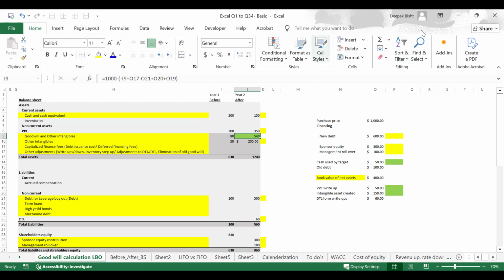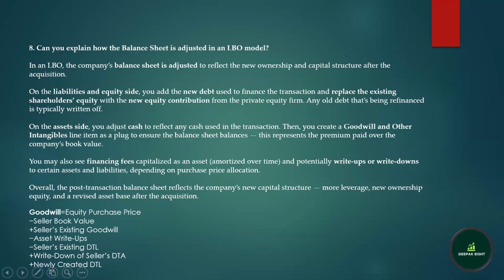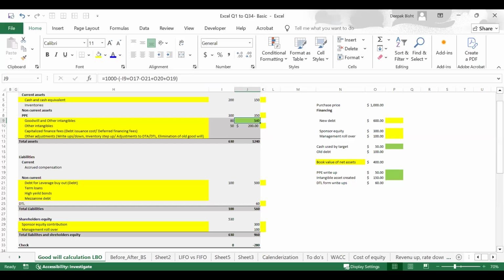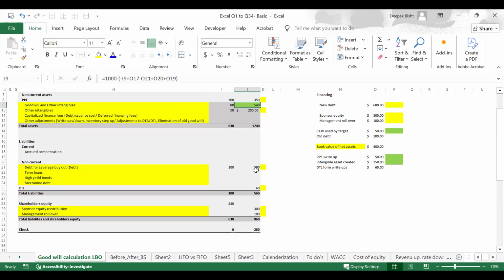So basically, when we talk about the question here, I'm sharing the presentation here. So during this time, we add the new debt, we replace the old shareholders' equity, and then we adjust the asset side. So first step is that we start with the liabilities and the equity section. We add the new debt here. We replace the old shareholders' equity with the sponsor's equity contribution, whatever the PE firm is investing, and the management rollover, if it's applicable.